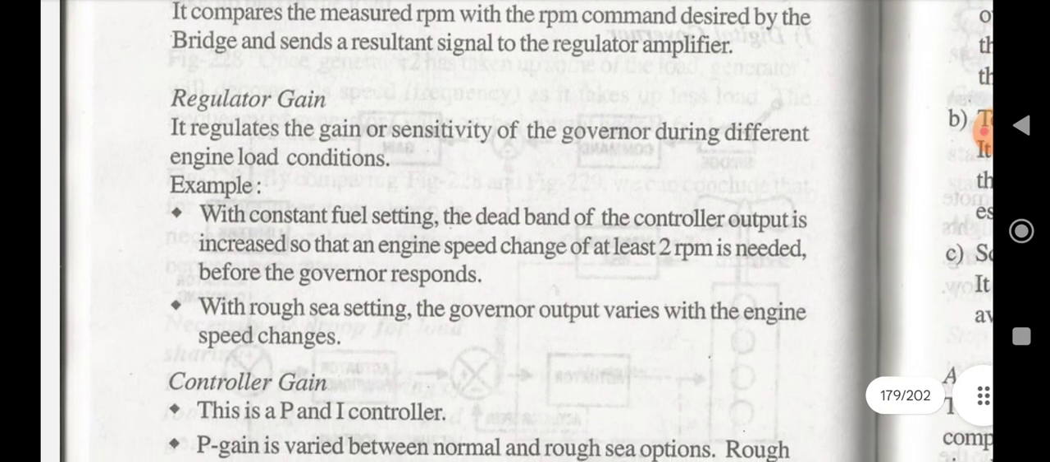Regulator gain. This indicates gain or sensitivity of the governor during different engine load conditions. Example, with constant fuel setting, the deadband of controller output is increased, so that an engine speed change of at least 2 RPM is needed before the governor responds. With rough sea setting, the governor output varies with engine speed changes.